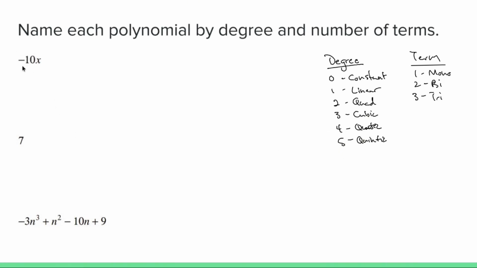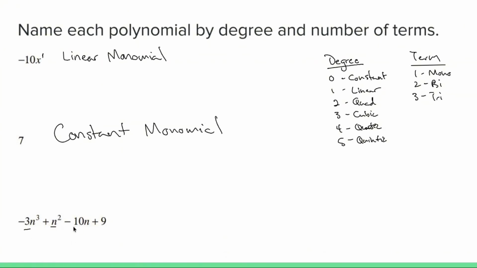The degree is the highest exponential value attached to a variable. Negative 10x has an exponential value of 1 attached to a variable. So there's one term and a degree of 1. This is a linear monomial. This has no variable, which means the degree is 0, which means it's constant. It's a constant monomial because there's one term.